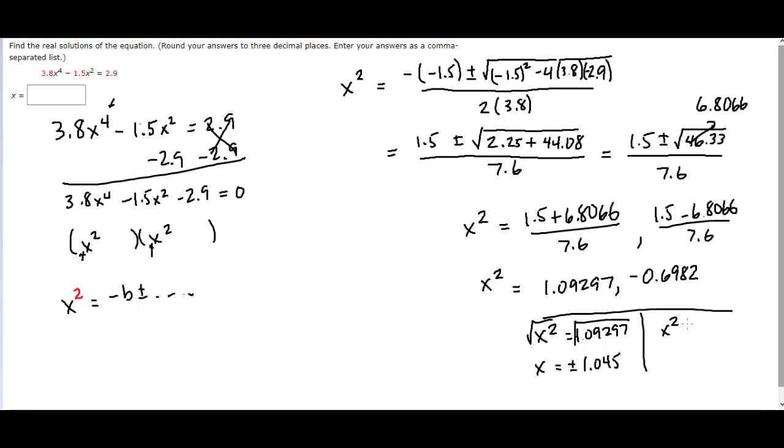Now on the other side, I have x squared equals a negative number. So for this question, if we take the square root of both sides, we're going to be in trouble because these are imaginary. So in this case, we're going to discard these imaginary numbers. They are not part of the solution for this. I understand there may be some confusion because when we do quadratic formula with a regular x squared, we do process imaginary numbers as potential solutions. But here, since this is x to the fourth and we're solving for x squared, it's not possible for that to be true. So our two solutions here will be 1.045 and negative 1.045. And those are the two solutions you would enter here in the box.